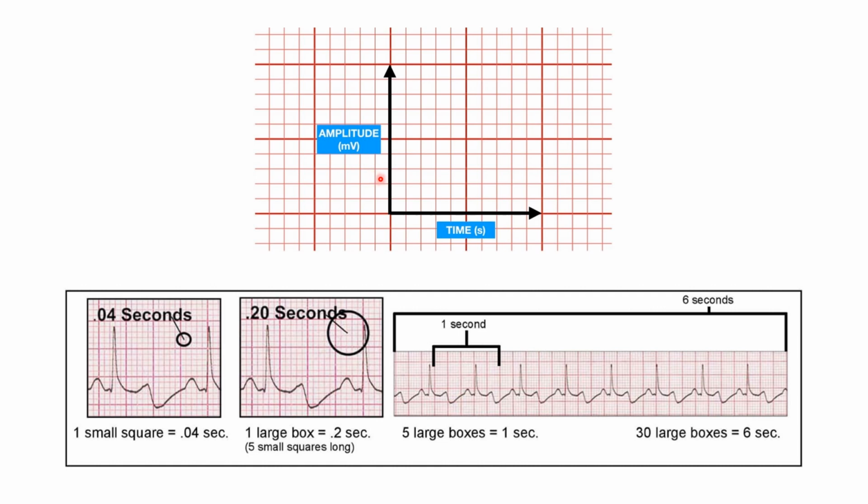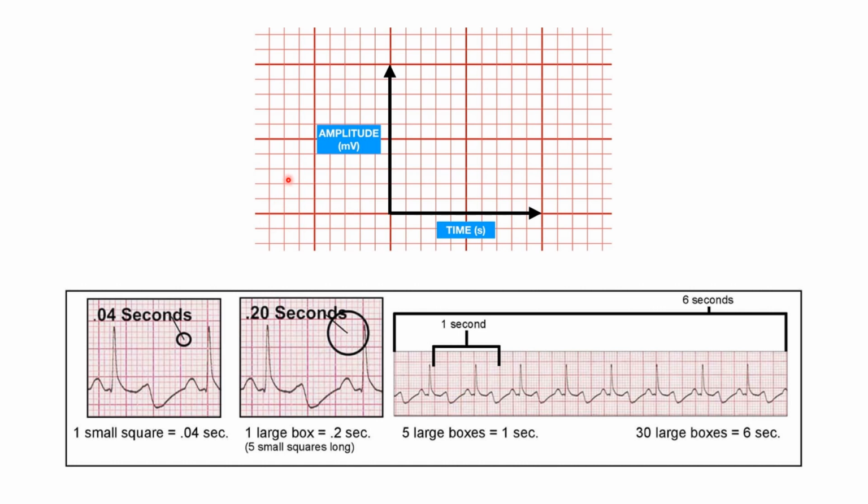So then we look at ECG paper. This is special paper. It's a grid, and we have bolded lines and regular lines. The vertical axis is amplitude. It's voltage. It's how strong the electricity is with whatever we're looking at, like the wave.